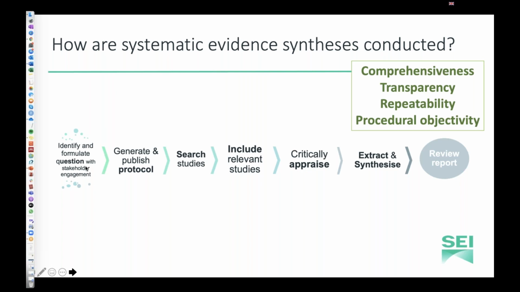And on your screens now you see the steps through which systematic reviews are conducted. So we first identify and formulate the question with stakeholder engagement. Then we generate and publish a systematic review plan. Then we search for primary research studies that are relevant to our question and include only relevant studies according to the predetermined inclusion or exclusion criteria.